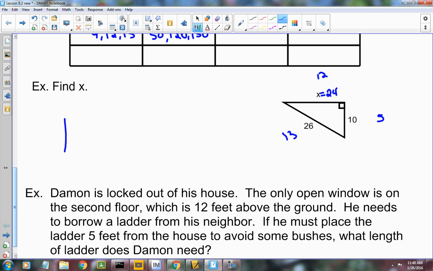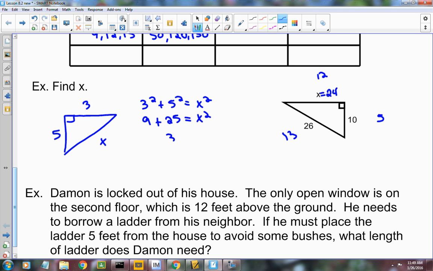But you do have to be careful because the lengths have to be in the right spots. Let's say this was 3 and this was 5. Is x going to be 4? No, because it's the hypotenuse and it has to be the longest side. So if it was arranged like that, I would still have to go back and do the Pythagorean theorem and get my answer. So it would be 9 plus 25 equals x squared. And so in this case, x would be radical 34. And 34 can't be simplified.